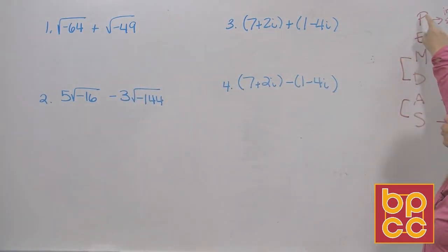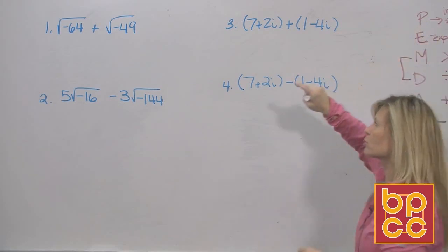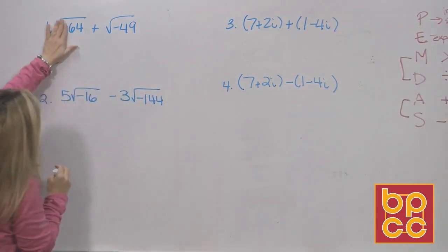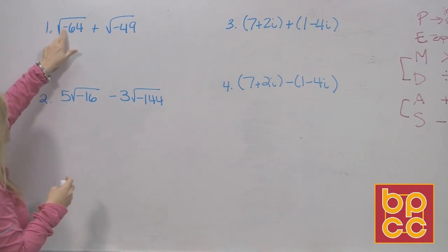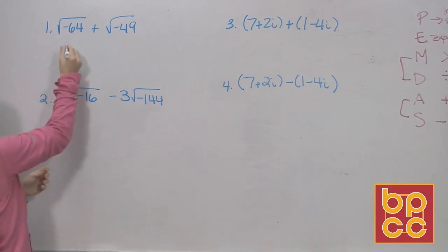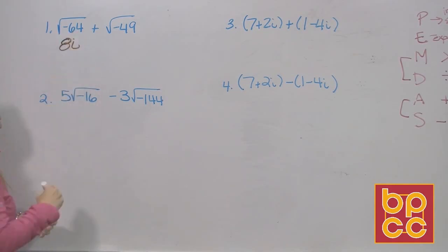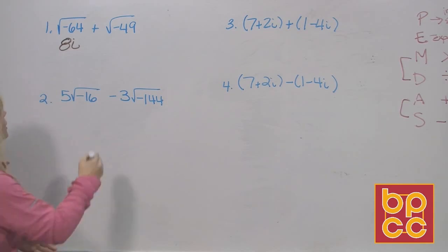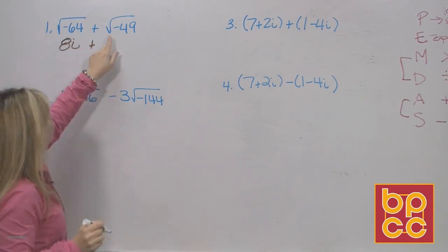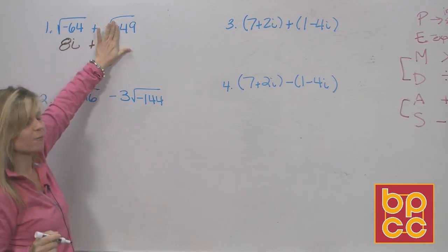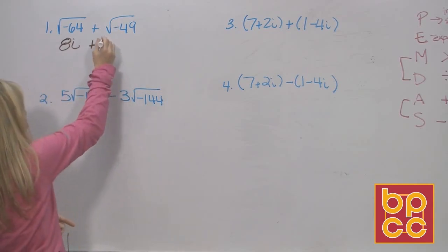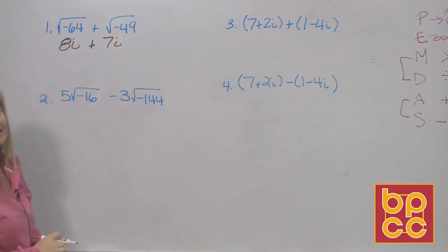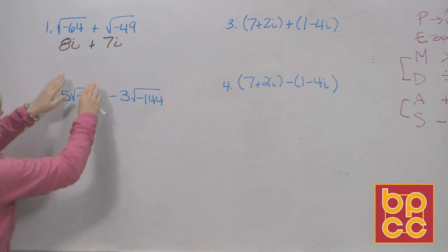We're going to do what's inside the symbol first. We know the square root of 64 is 8. So the square root of negative 64 is 8i, because it's imaginary. Bring down the plus. We know the square root of positive 49 would be 7. So the square root of negative 49 is 7i. It's imaginary.